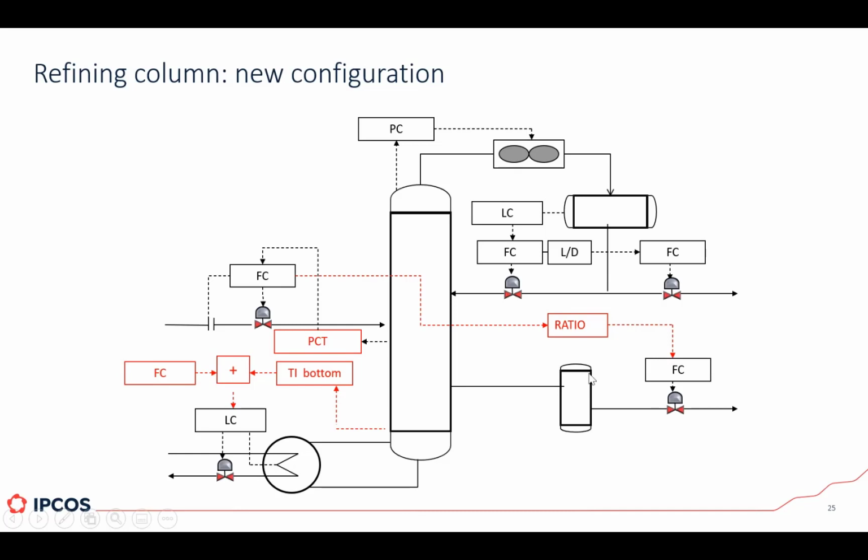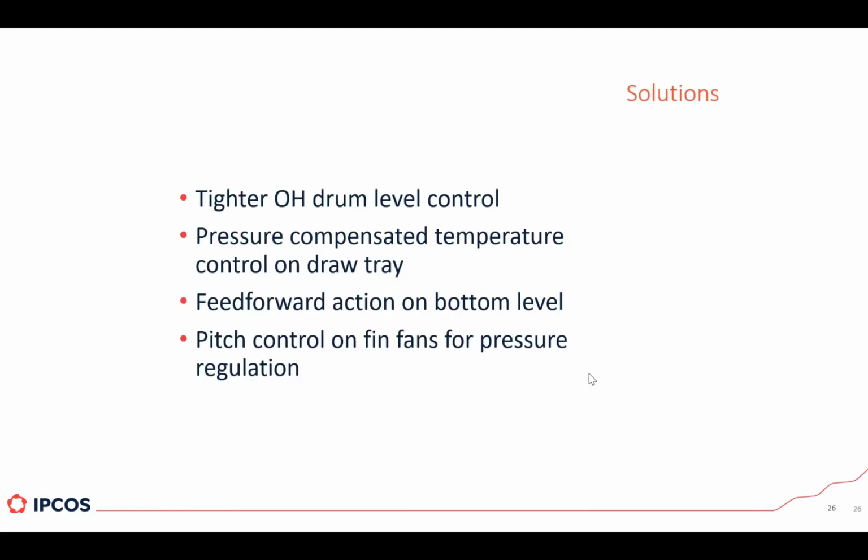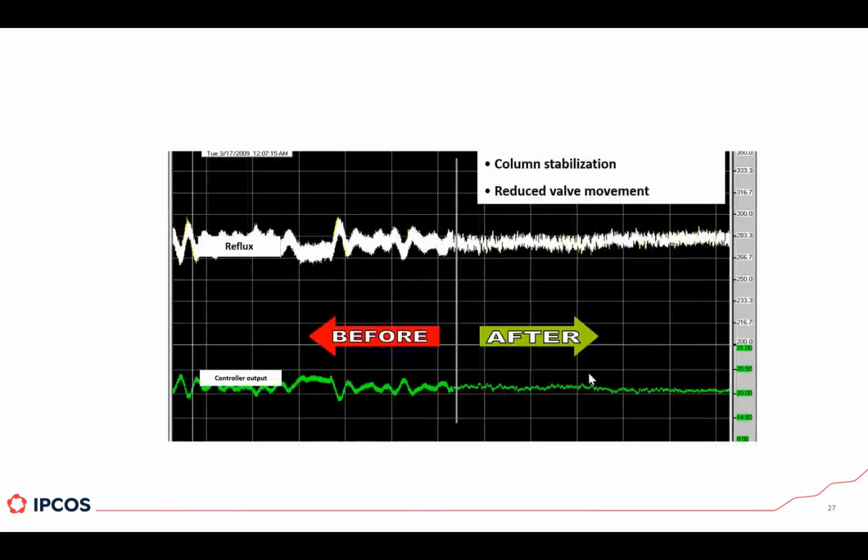So this strategy, as mentioned before, helped to do many things. One of them, to have a tighter overhead drum level control. Just the fact that your reboiler is now more stable already makes your vapors more stable, and that together with good tuning made the level control better. The pressure compensated temperature of the draw tray was also a really good improvement. Feed forward action on the bottom level, also a good help, and then some pitch control on the fin transfer pressure regulation.